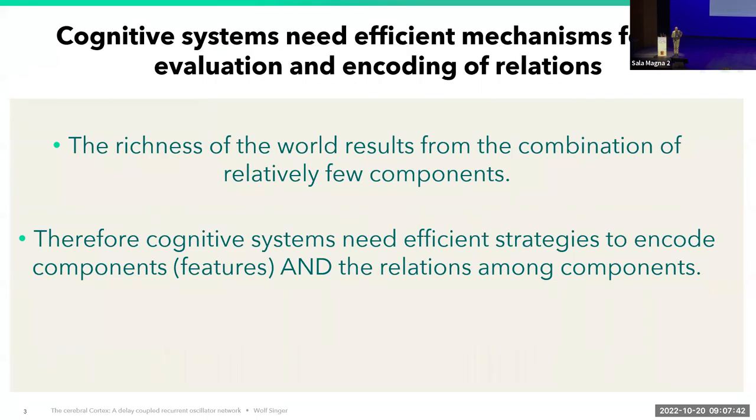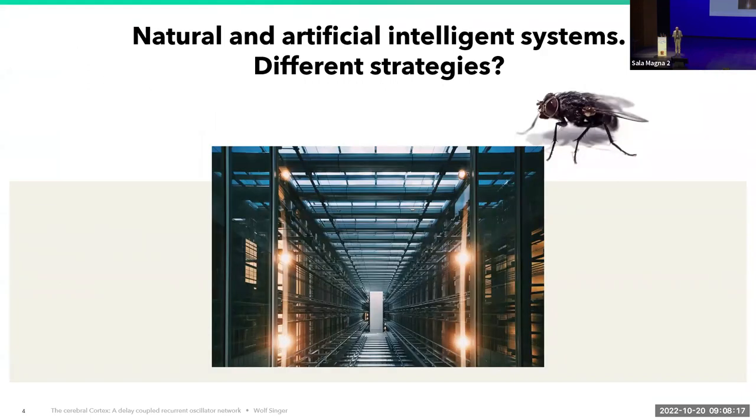Now, cognitive systems need very efficient mechanisms for the evaluation and encoding of relations. Why? Because the world is composite in nature, and the richness of the world results from the combination of components. So cognitive systems need efficient strategies to encode the components, the features, on the one hand, but they also need to encode the relations among the features, because we have a combinatorial code. Mind you that 26 letters suffice to write the world literature, and the world is arranged in very much the same way. So one question is: is there a difference between natural intelligence systems and artificial systems?